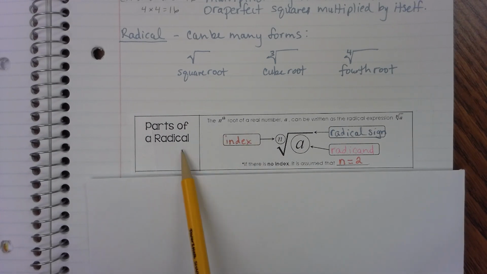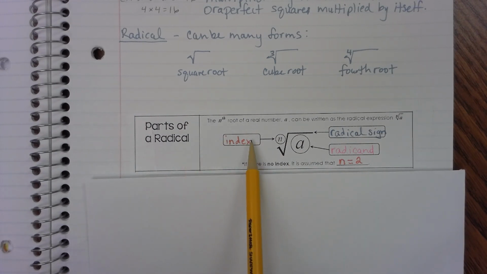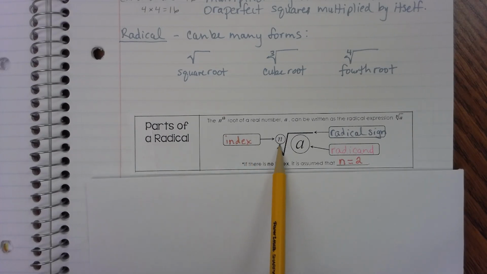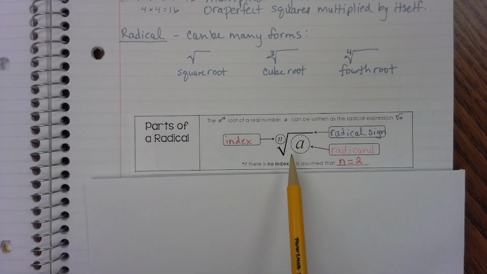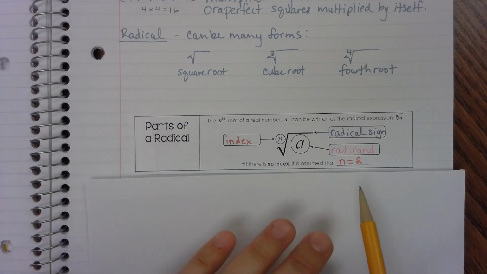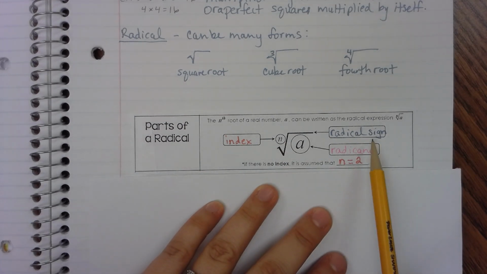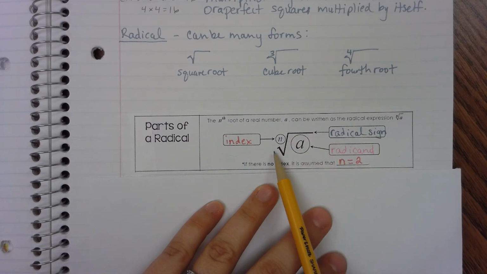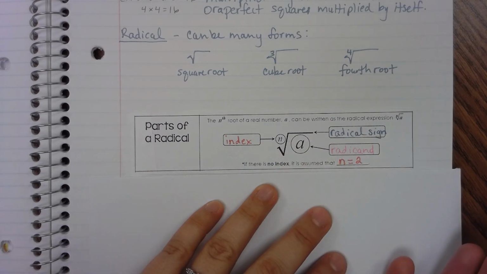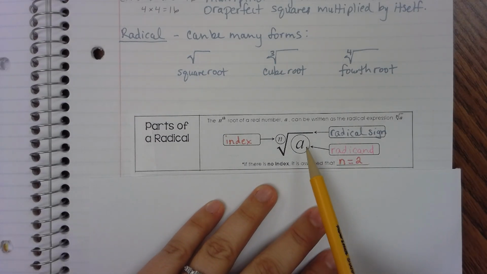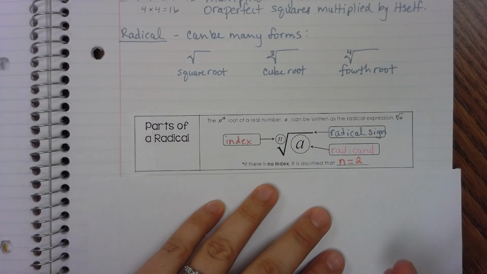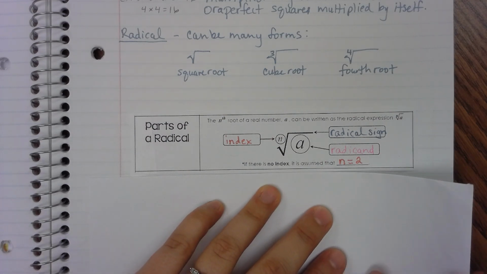We are going to talk about the parts of a radical. There is something known as an index. This is the little number before the radical sign that tells us what we're looking for. Are we looking for squares or cubes or fourths? If there is no index, we assume that it is a 2, which means we're looking for perfect squares. The radical sign tells me that I'm looking for numbers that are multiplied by themselves. And the radicand is the number inside. That's what I want to be able to simplify. So we're going to take a look at a couple of examples.